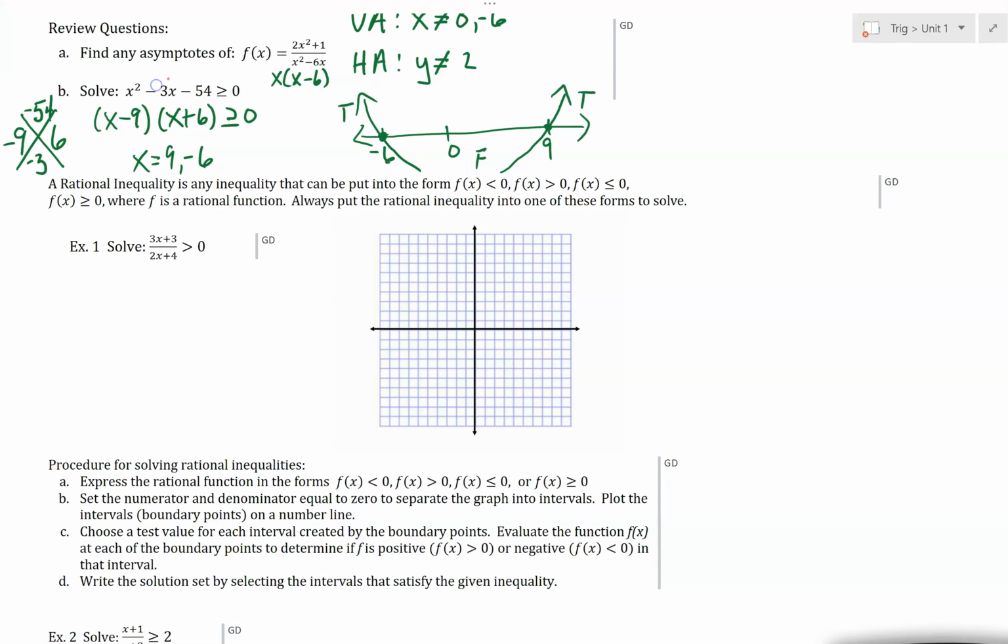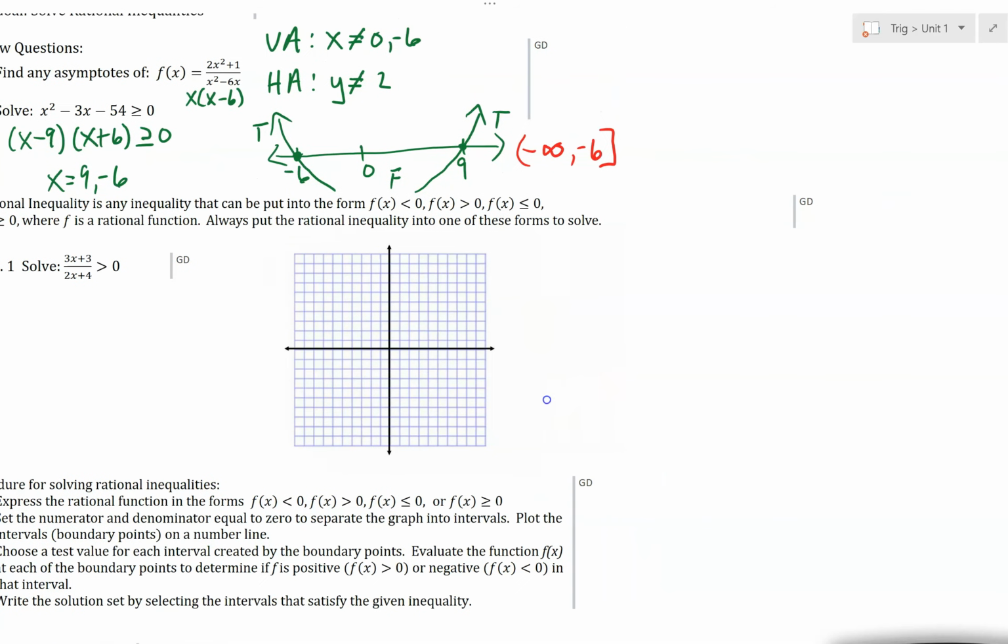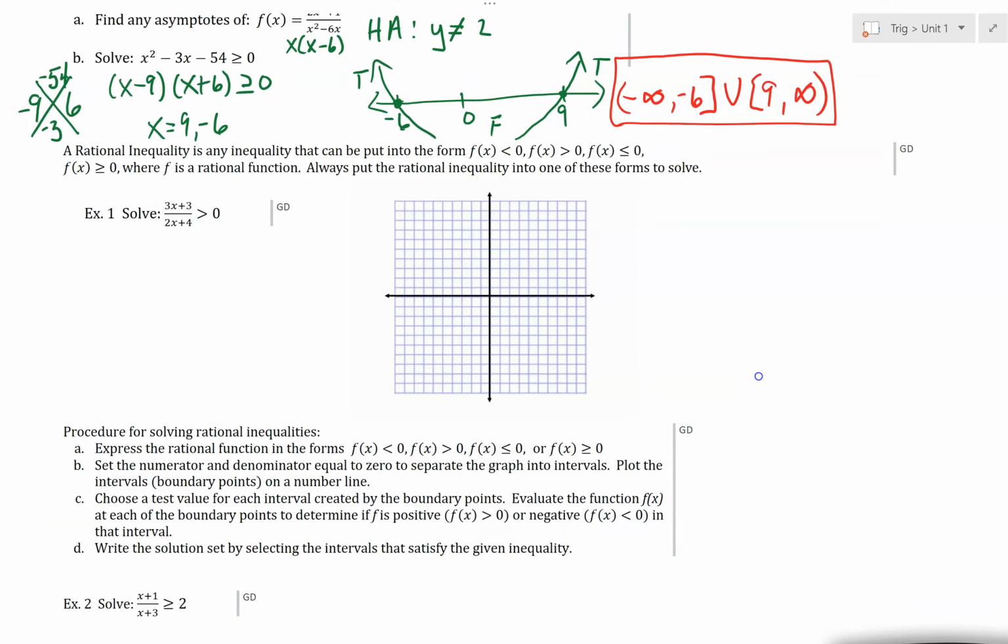The two pieces will end up being the following. It's everything from -infinity all the way up to -6, and we are including that because there's an equal sign, in union with, square bracket again, we're including 9 all the way up to +infinity. This would be the solution to that one.